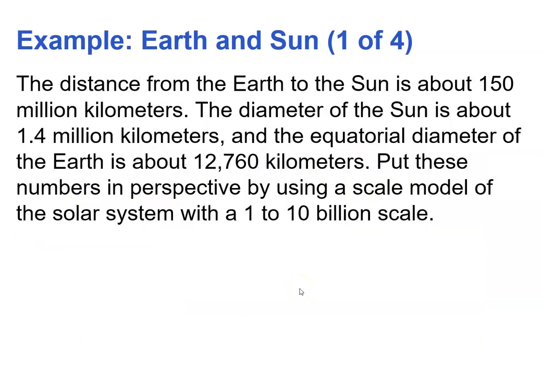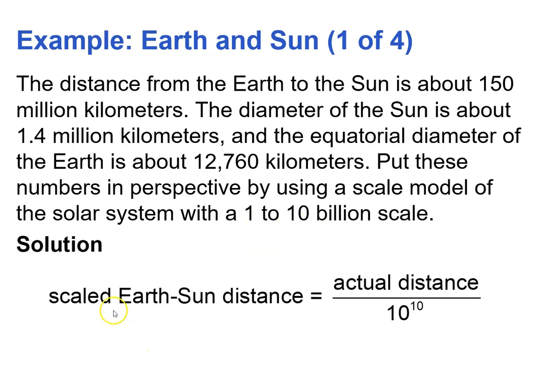The distance from the Earth to the Sun is about 150 million kilometers. The diameter of the Sun is about 1.4 million kilometers. And the equatorial diameter of the Earth is about 12,760 kilometers. Put these numbers in perspective by using a scale model of the solar system with a 1 to 10 billion scale.